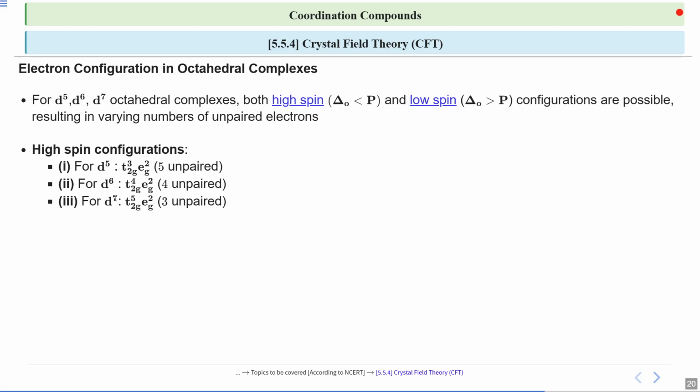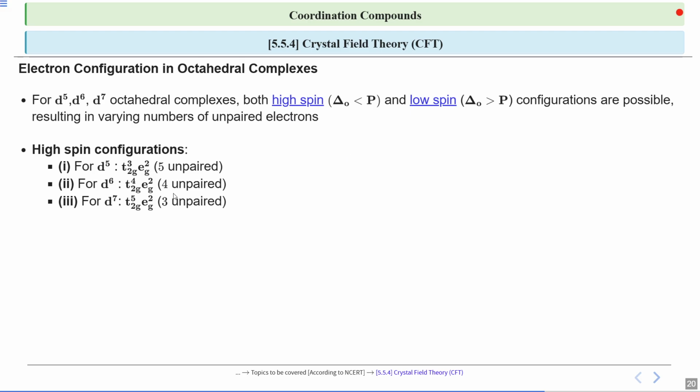Third case is for d7, where we get t2g5 eg2, that is 3 unpaired electrons. So here we prefer to first singly occupy the orbitals, and then pairing will happen in both the higher energy eg and the lower energy t2g orbitals. In the high spin configuration we prefer unpaired electrons more, then the pairing will happen. First of all, unpaired electrons are going to be filled in both the sets, and then the pairing will start.